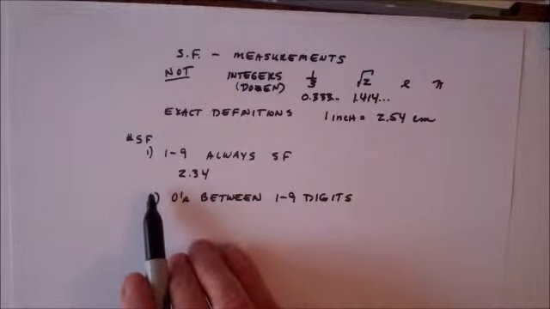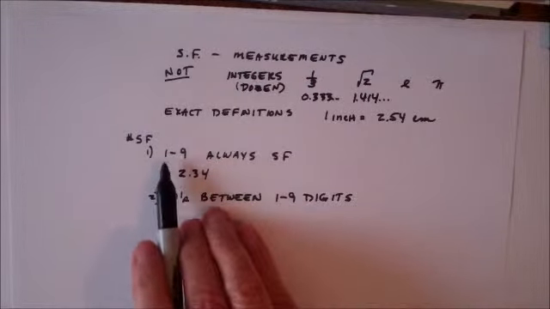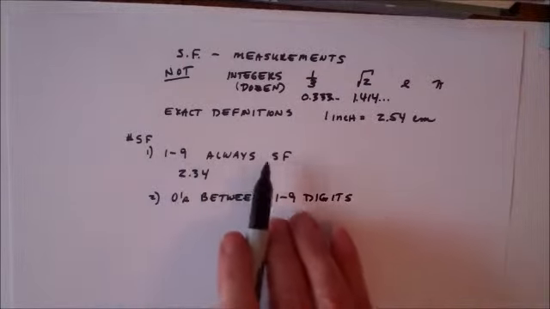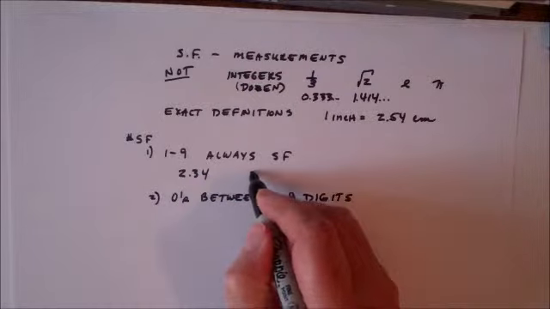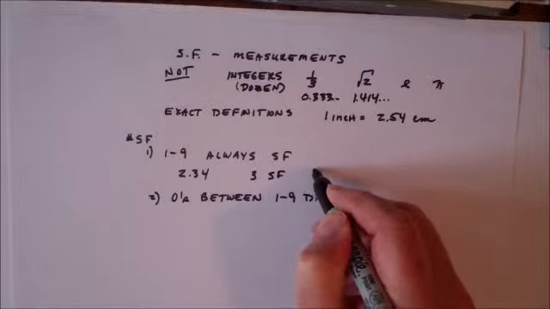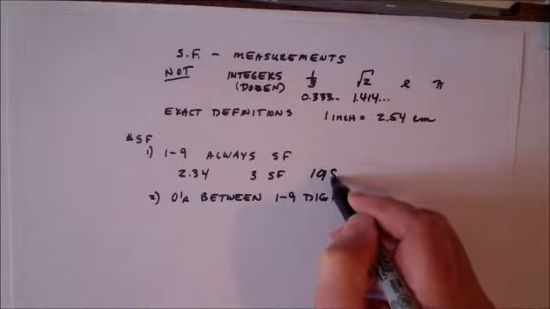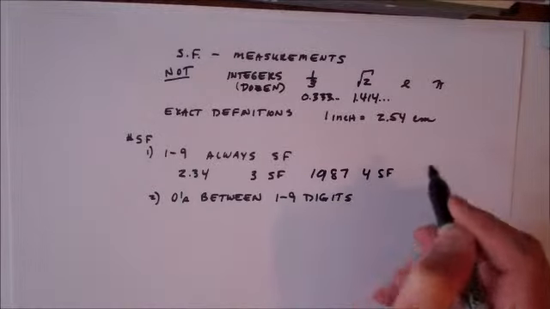the rules to determine the number of significant figures are, if the number involves the digits 1 through 9, these are always significant figures. So the number 2.34 will have 3 significant figures. 1987 would have 4 significant figures.